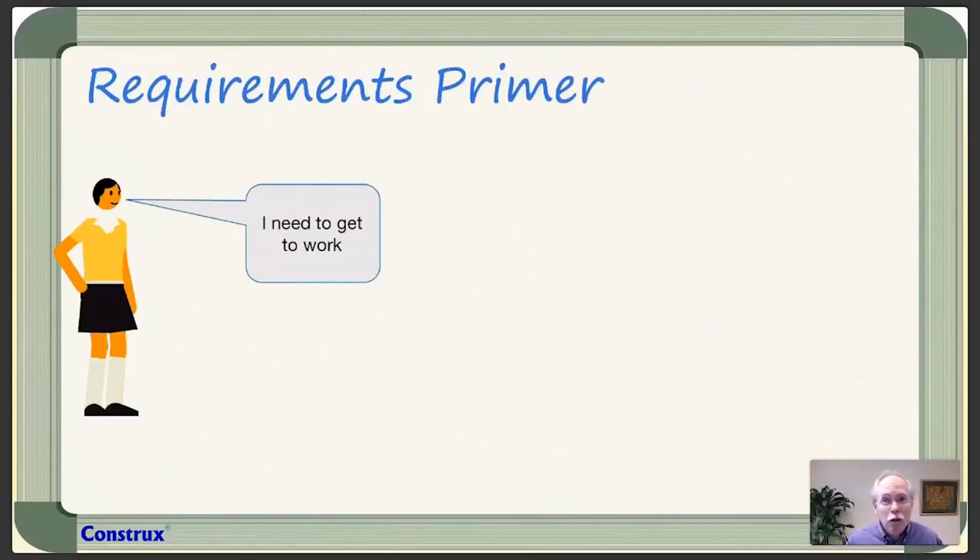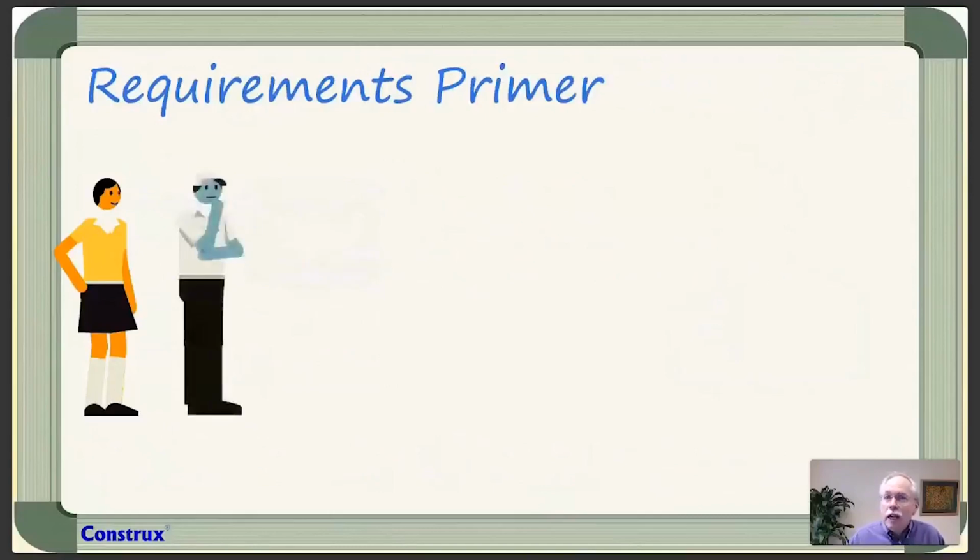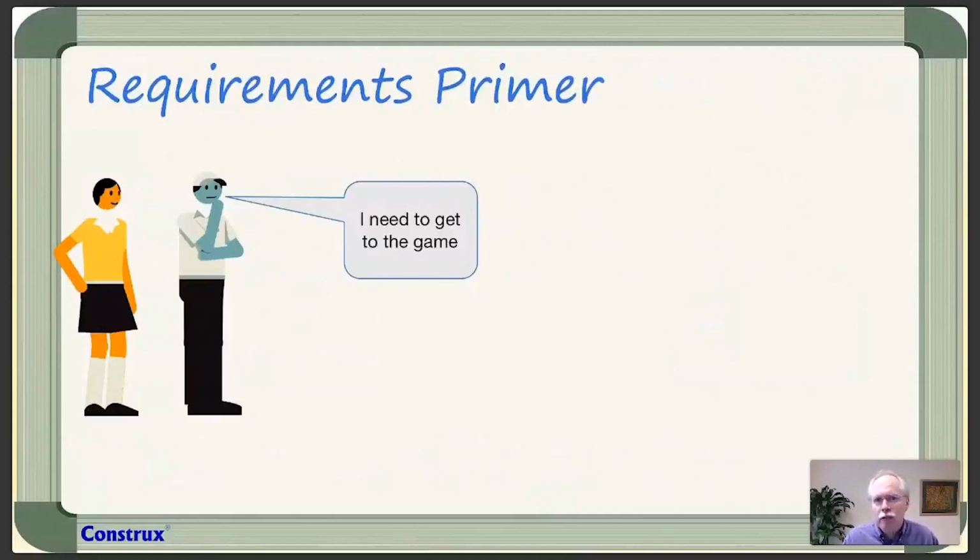But she's not the only person on the planet, right? There's a young man, and he wants to go someplace too. He needs to get to a game of some kind. Both have needs to go somewhere. They need transport. What is your project going to solve? Is it going to solve for the girl, or is it going to solve for the young man?